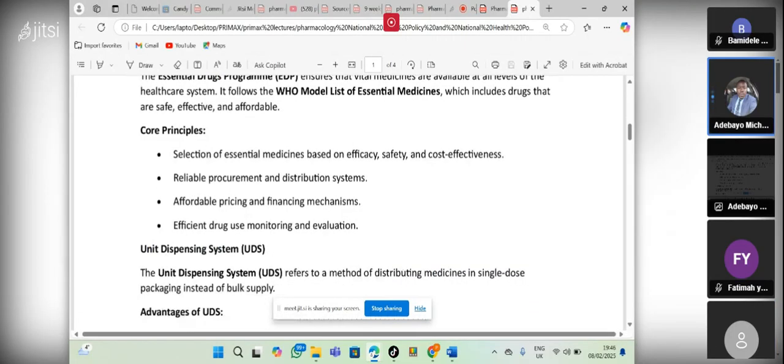So the core principles of national drug policy are selection of essential medicines based on efficacy, safety, and cost effectiveness, reliable procurement and distribution systems, affordable pricing and financing mechanisms, efficient drug use, and monitoring and evaluation. Those are their main goals. If all of these things look like a bit much, just know that number one, affordability of drugs. Number two, availability of drugs. Number three, safety of drugs. Number four, distribution. That's all.